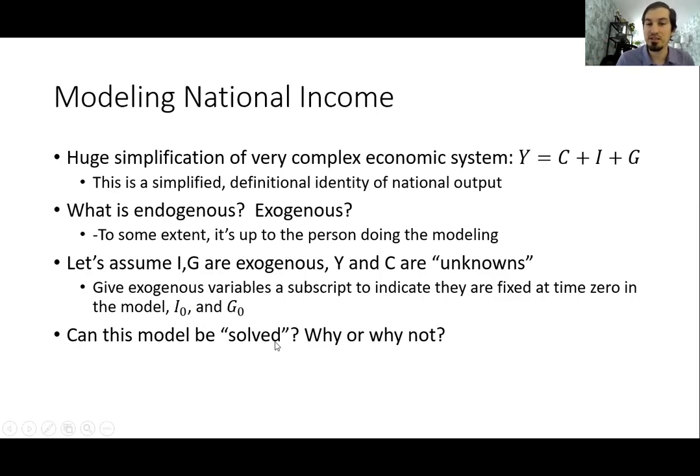And then I asked you this question, can this model be solved? Yesterday, or last Thursday, and somebody answered correctly, no, because there's only one equation. And how many endogenous variables are there? Y and C. That's two endogenous variables, but only one equation. Does everyone see why that means you can't solve it? Anytime there's more endogenous variables than there are equations, that means you can't solve it. Agreed? Does it make sense? Does anyone have any questions about that? Okay, let's continue.